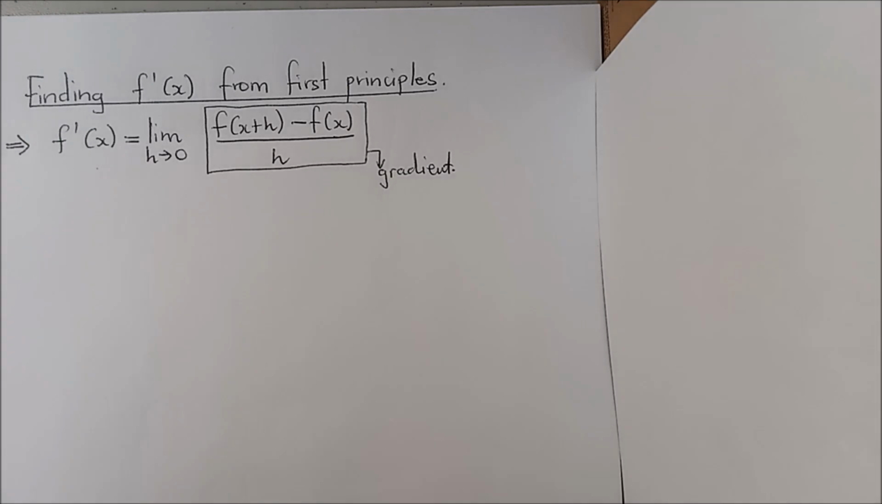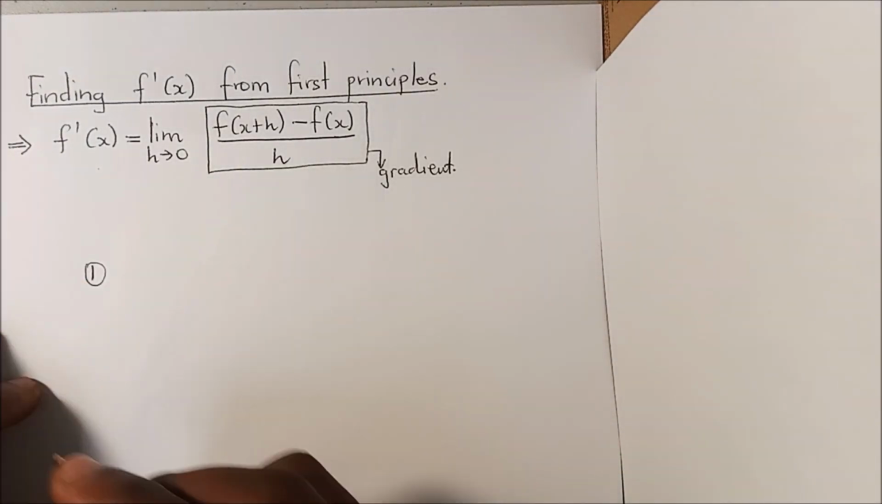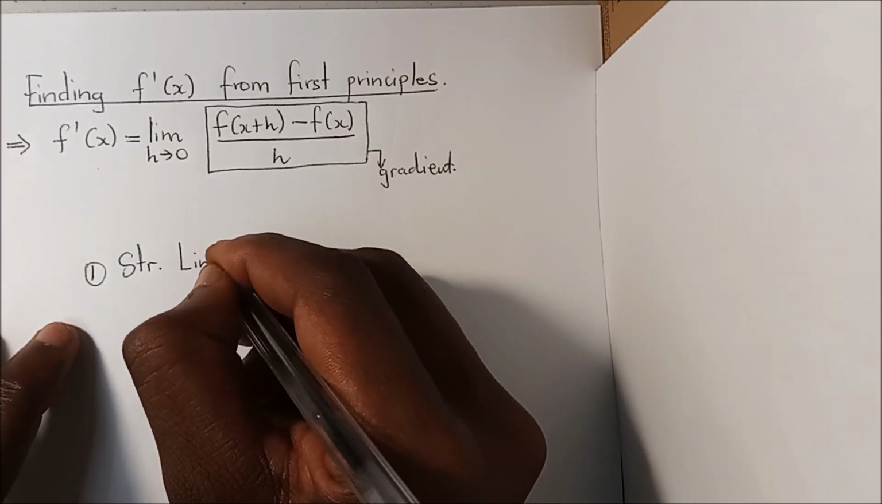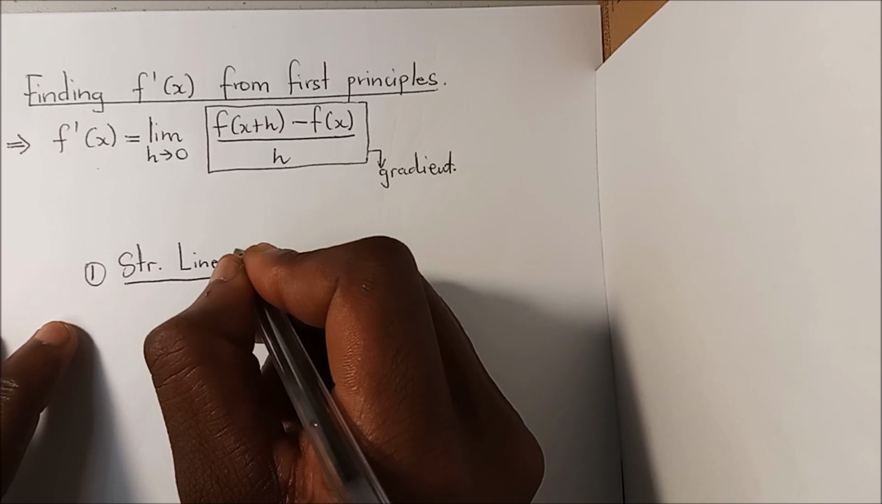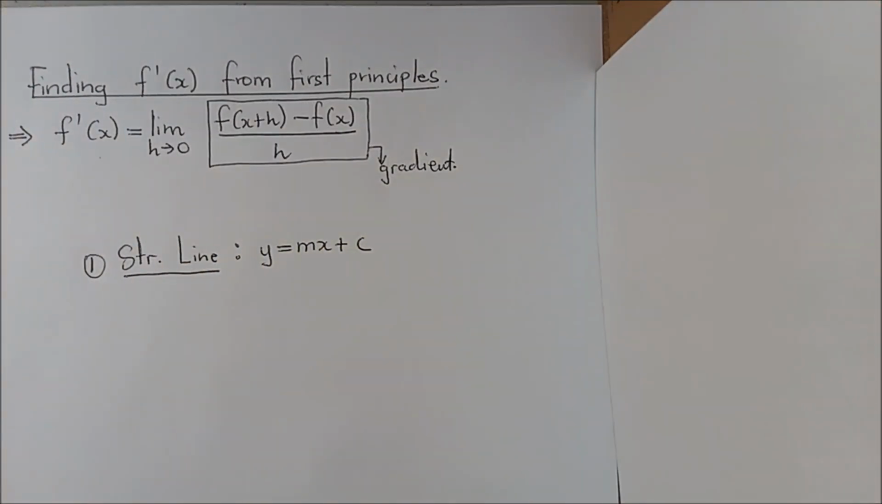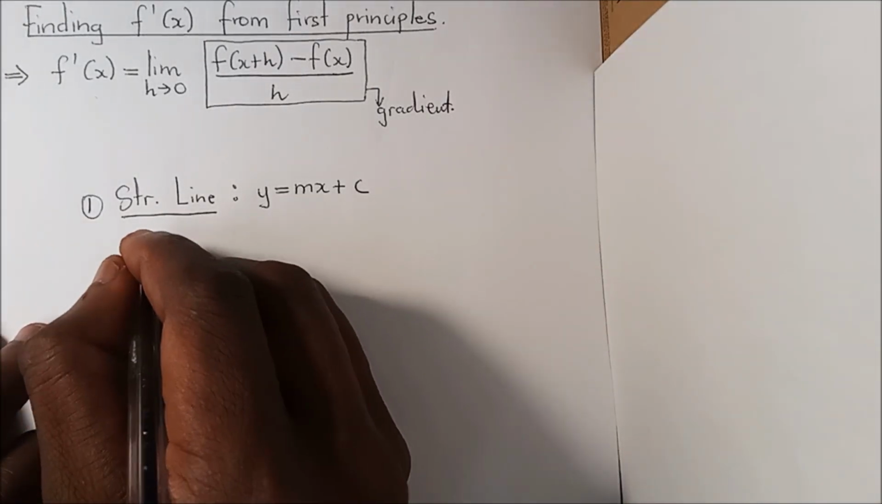The first one that I want us to look at is the straight line. Number one, I want you to notice something and take note of this. I will highlight here by saying the straight line, which is in the form of y equals mx plus c. I want us to look at what happens when we find the first derivative of a straight line. I know you did derivatives. When you find the first derivative of a straight line, you get a constant. So now let's look at this.